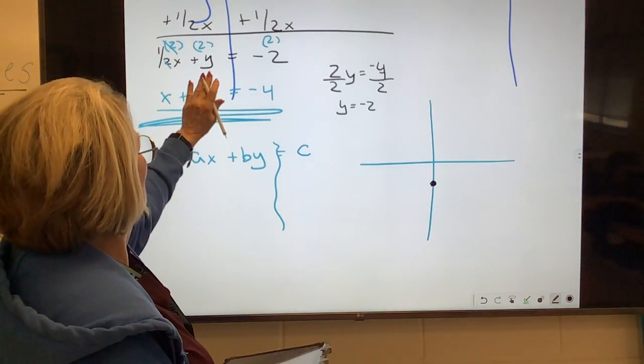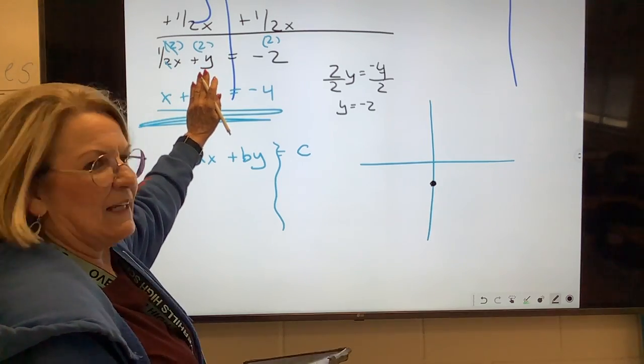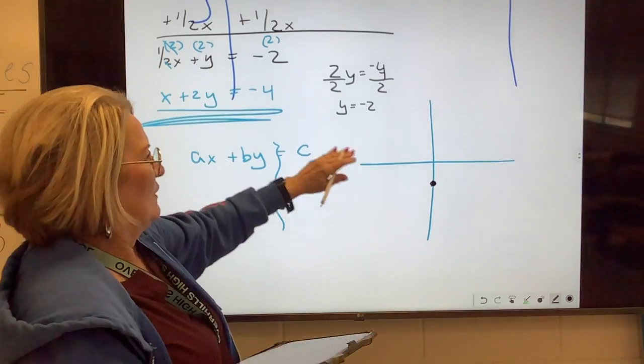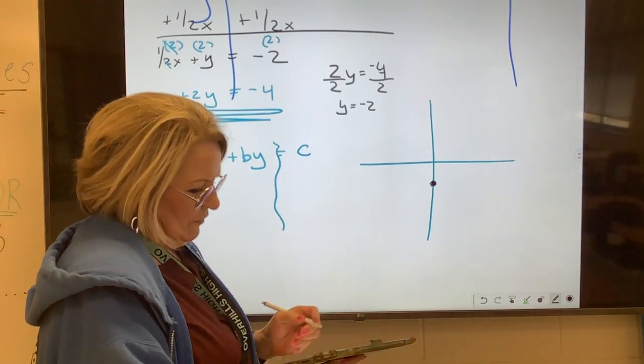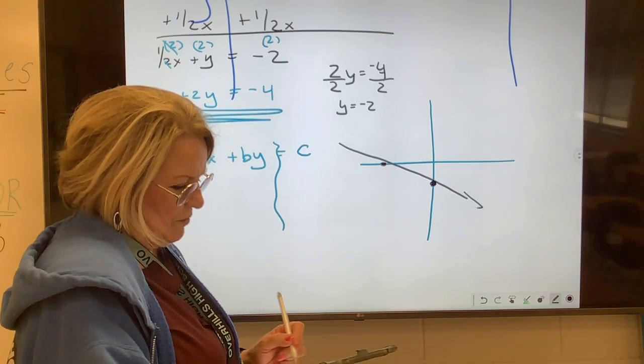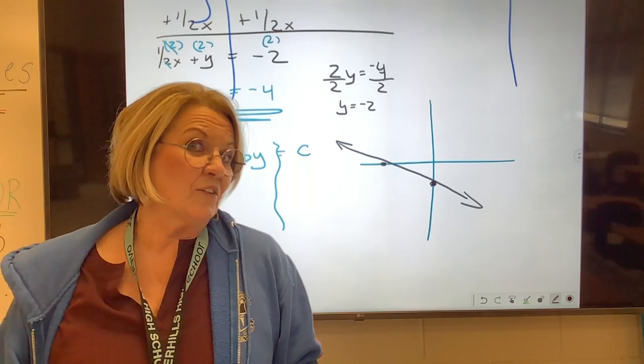Likewise, I'm going to cover up the y's. Before I covered up the x, now I'm going to cover up the y. And what does x equal? Well, here x equals -4. So I go to my x-axis, find where -4 might be, and put a dot. And then I could draw my line. And that's how you graph using standard form.